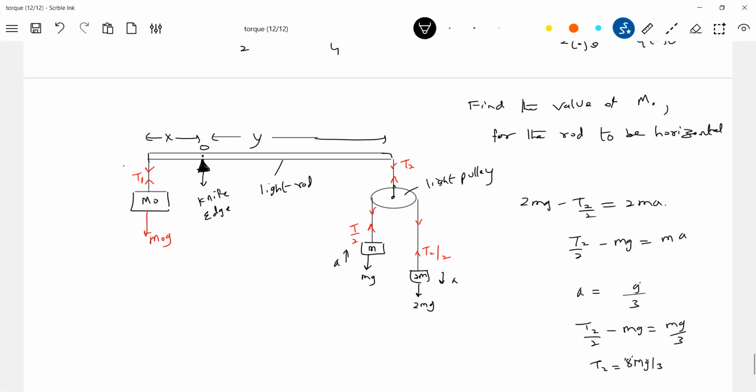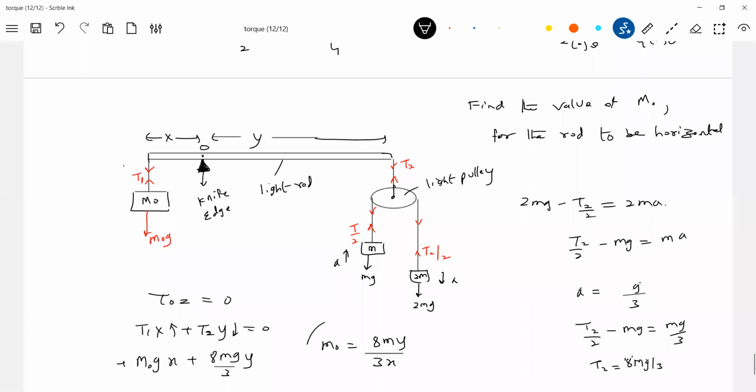Now for the rod to be in equilibrium, net torque on the rod must be 0. Then T1 into X will be anti-clockwise, and T2 into Y will be clockwise. So we know T1 should be equal to m naught g, positive, and T2 negative, 8mg by 3 into Y. So what is the value of m naught? M naught should be equal to 8m Y by 3X.